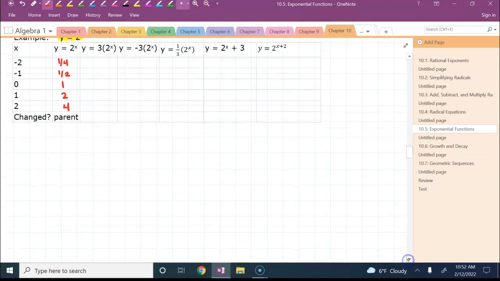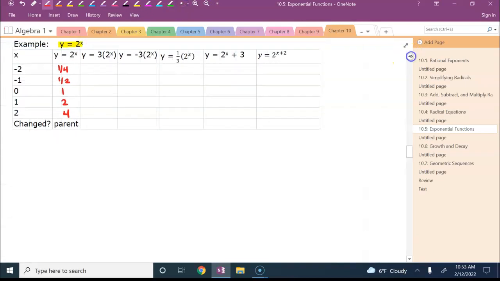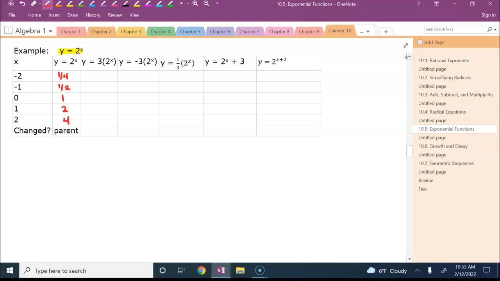So down here is what we're going to do for graphing. And maybe what I'll do for right now is just help you guys fill out the chart, and then we'll look at the graph in just a minute.